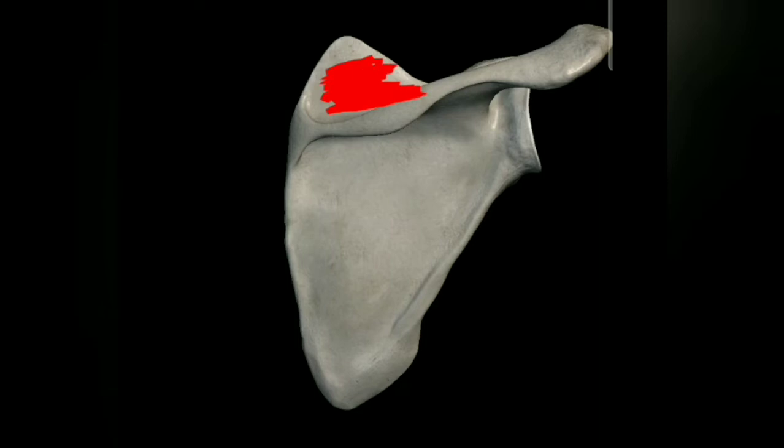And on the dorsal surface, the spinous process of the scapula divides the dorsal surface into two parts, that is the supraspinatus fossa and infraspinatus fossa. So I have marked this, this is the supraspinatus fossa. Now let me clear this. Now what is the infraspinatus fossa? This one is the infraspinatus fossa.